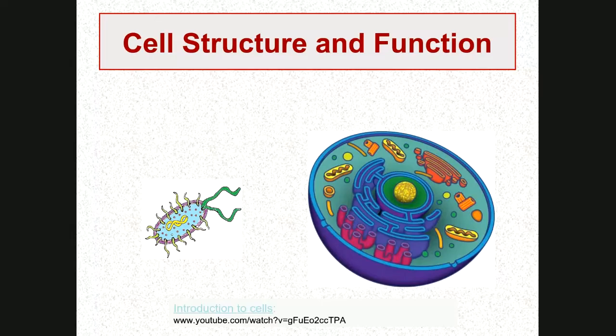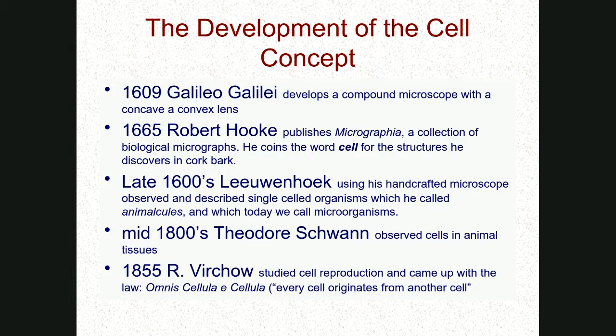Cell structures and functions. So let's start with some history, right? Let's give credit to those people that discovered the cell, the cell structures, and also discovered the cell functions. 1609. Galileo Galilei develops a compound microscope with a concave and convex lens. That's our first microscopy.